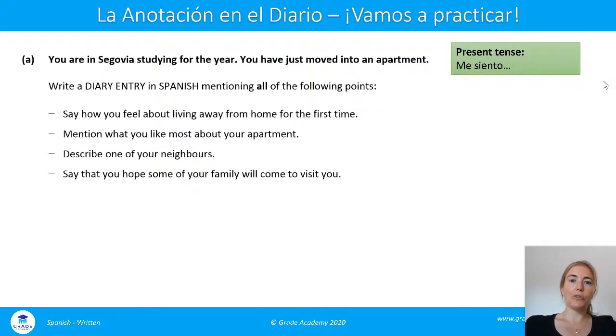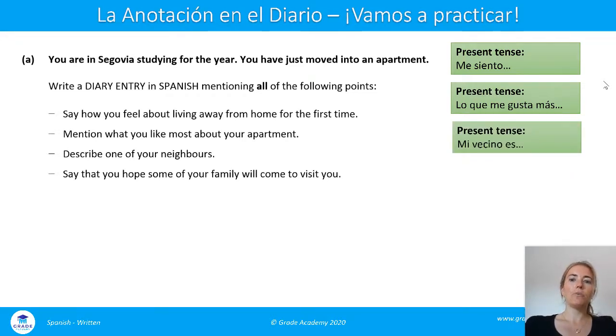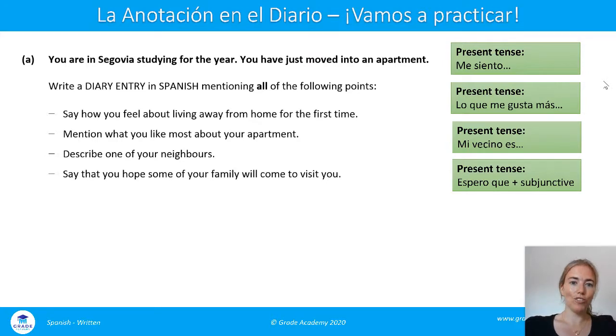So for the first point, you could use me siento or estoy. For the second point, you could say lo que me gusta más. Again, remember, these are just suggestions. For the third one, mi vecino es, my neighbor is. And for the last one, you could use the present tense, espero que, plus the subjunctive. So for the first 3, it's been fairly straightforward, present tense. The last one is a really good opportunity to use the subjunctive because there's 2 different subjects.